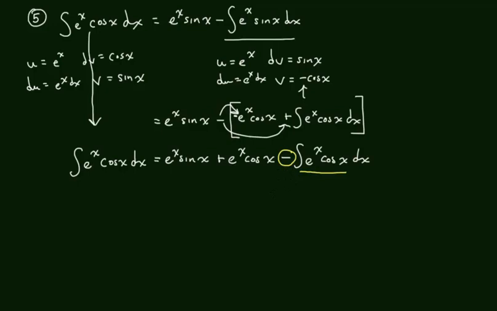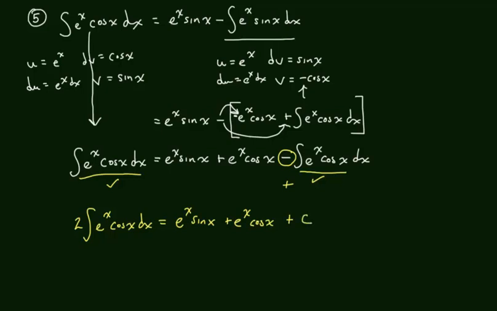Look at it for a moment. What could we do? We're trying to find this integral here. I have it over here, and I have it over here. Do you see? I need to add this integral to both sides. So I'm going to add this to this side and add it to this side. So that's going to give me 2 of them. 2e to the x cosine x dx equals e to the x sine x plus e to the x cosine x, and I think it's a good time to write the plus c.